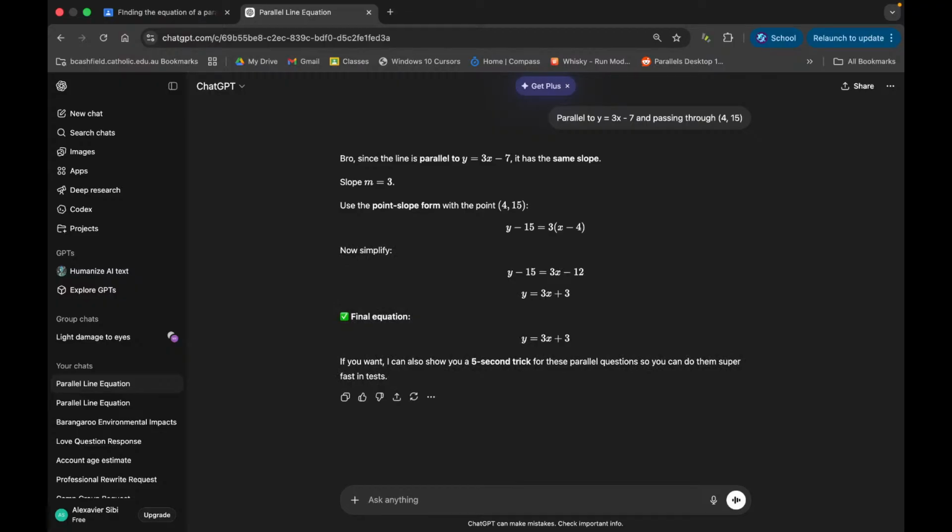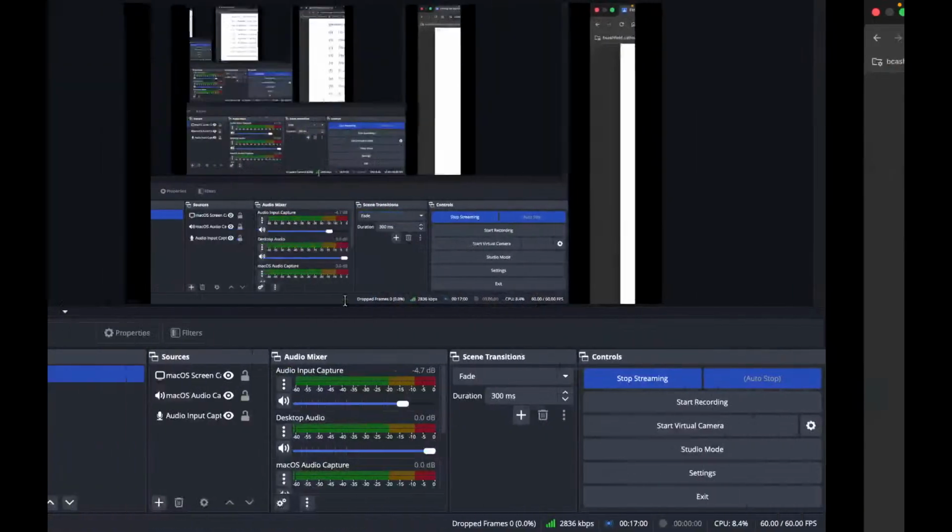y equals 3x plus 3. So my answer was correct.